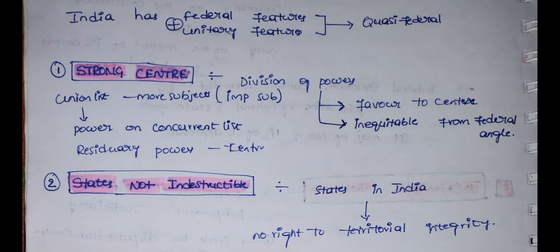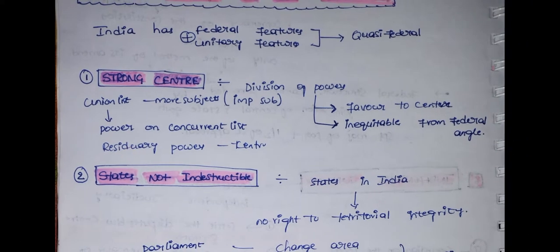Our Indian Constitution is based on the division of powers. There are three lists: union, state, and concurrent list. Under the union list, there are 100 subjects, which are administered by the central government only. Those subjects are important at the national level. The center has power on the concurrent list also. The residuary powers, or remaining powers, were also given to the central government.